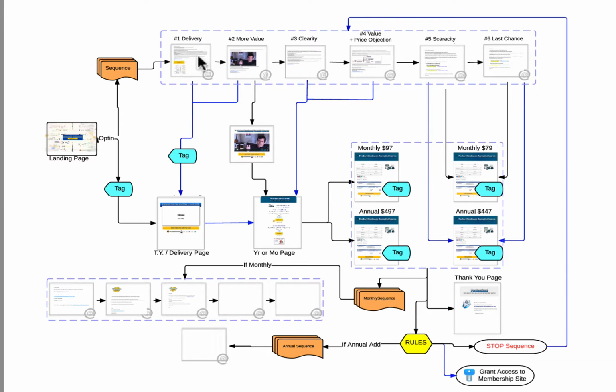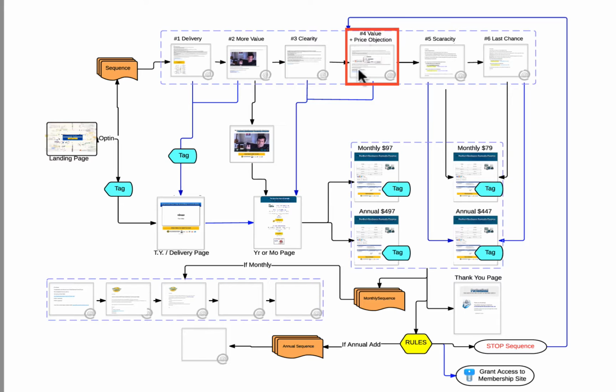So the first one is delivery. The second one is, hey, there's more value, and this goes to another video. And they can still click on the button and go to the sales page. The third email is a clarity email, where you answer some of the frequently asked questions and try to remove doubt from their mind so that they can make the decision to click on the button and make the purchase.